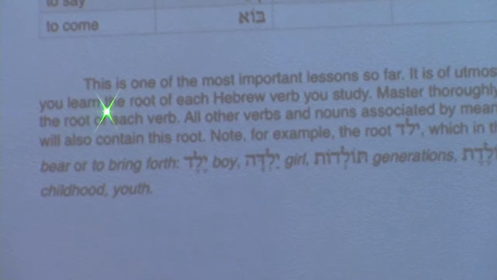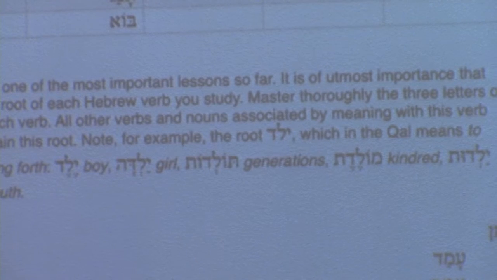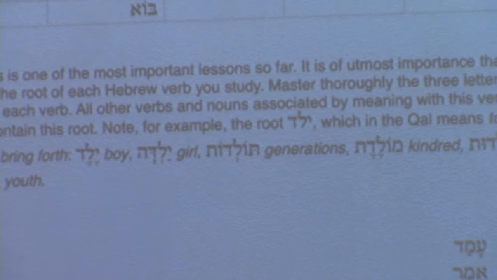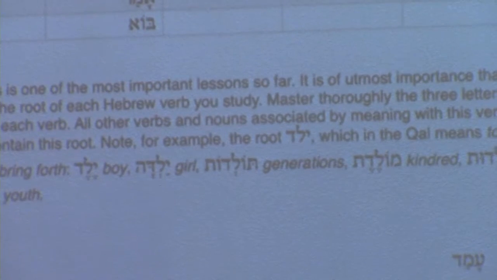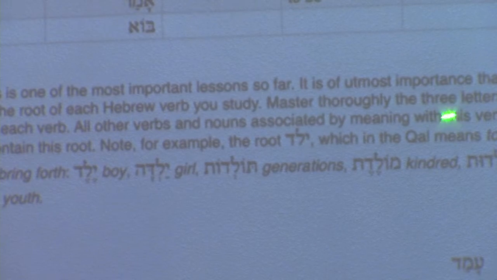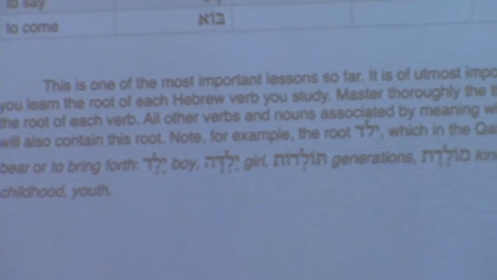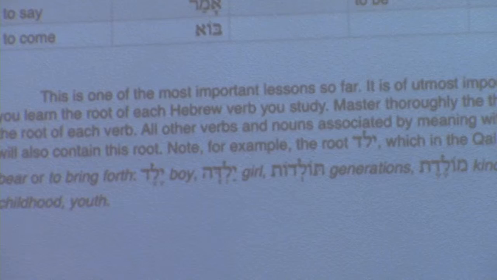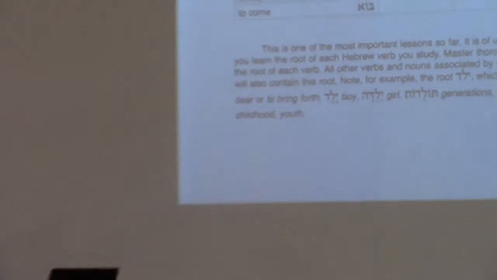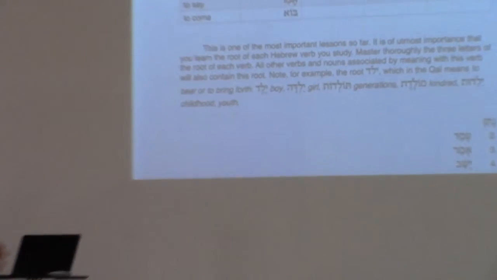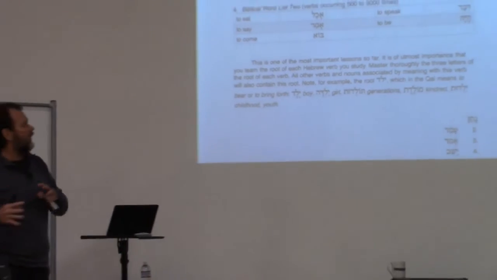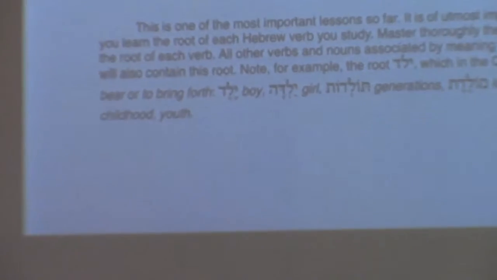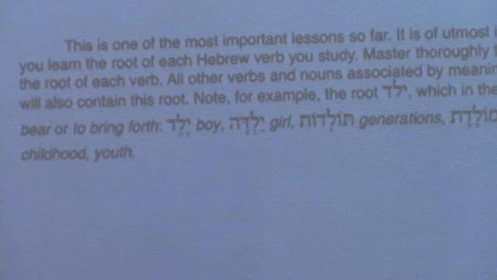And that's why it said here, this is one of the most important lessons so far. It is of utmost importance that you learn the root of each Hebrew verb you study. Why? Because you've got to identify your three-letter root words to understand what's being said. Master thoroughly the three letters of the roots of each verb. Why? So that you can identify them in the complexity of all the changes that are going to be made, so that you can apply it either to one of the different stems and say what you want to say or understand what's being said. All of the verbs and nouns associated by meaning with this verb will also contain this root. So look at how it's formed.